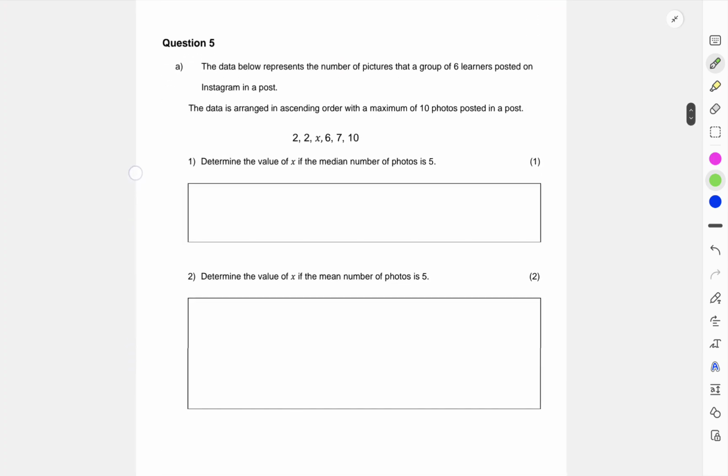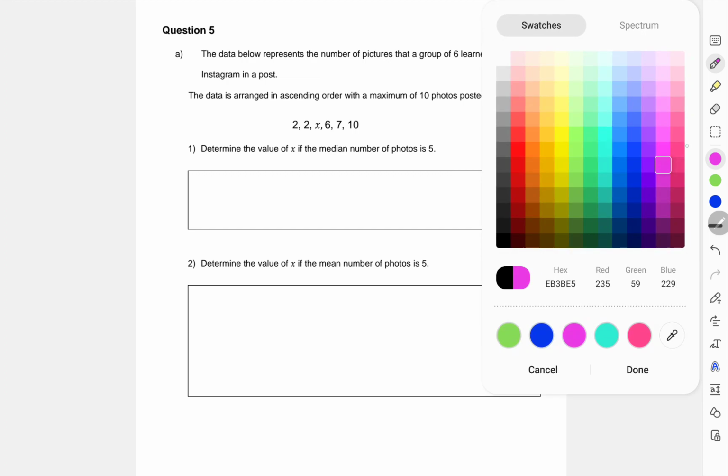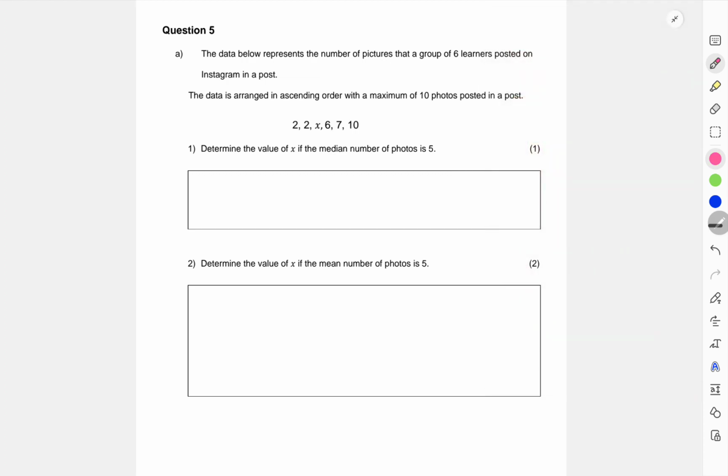All right, let's look at this question 5. So you'll see it's just random, it's not in order of anything. It's just how I copied it from the exams previously. Okay, so this question 5, the data below represents the number of pictures that a group of 6 learners posted on Instagram in a post. The data is arranged in ascending order with a maximum of 10 photos posted in a post. Determine the value of X if the median number of the photos is 5.